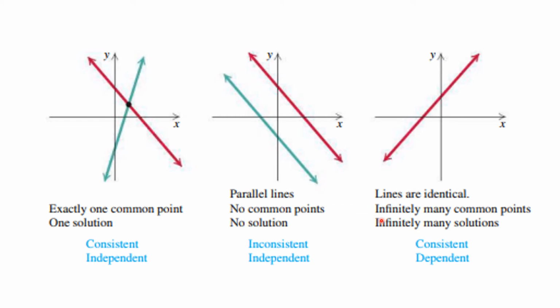If there are solutions, we call it consistent. So this one is consistent, and this one is consistent. If there is no solution, we say that they are inconsistent. If the lines are not multiples of each other, we call them independent. If they are multiples of each other, we call it a dependent system.